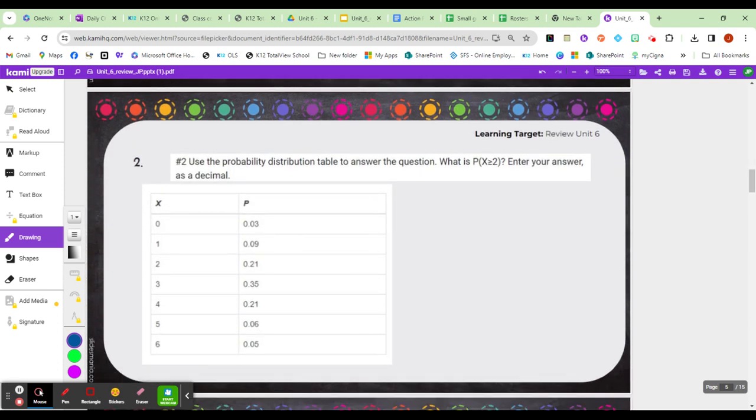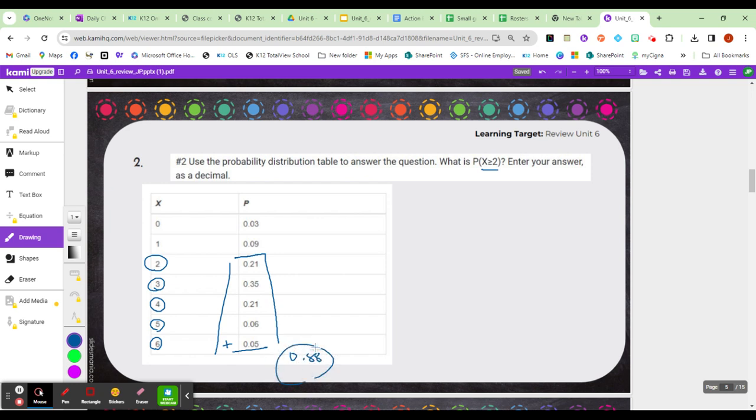Number 2, use the probability distribution table to answer the following questions. What's the probability of x being greater than or equal to 2? Greater than or equal to 2 would be 2, 3, 4, 5, and 6. So we're going to add those all up. So these right here, and that's going to give us 0.88.